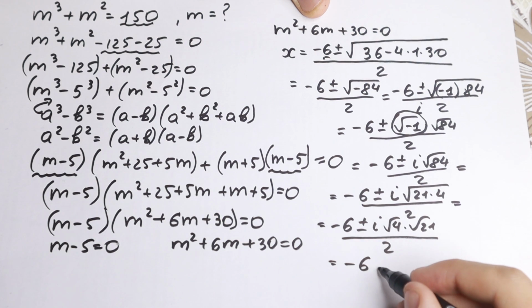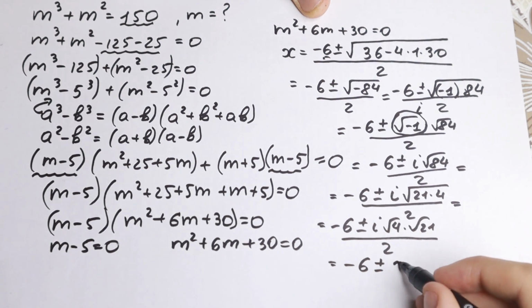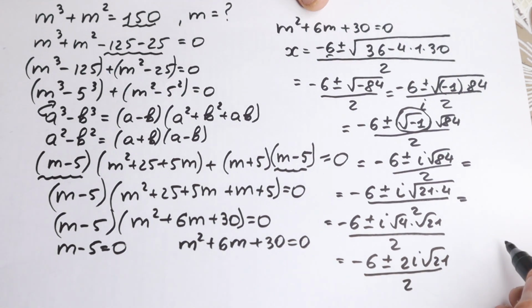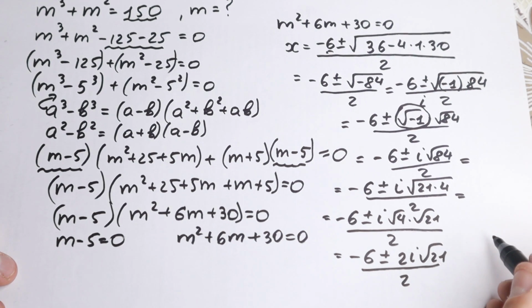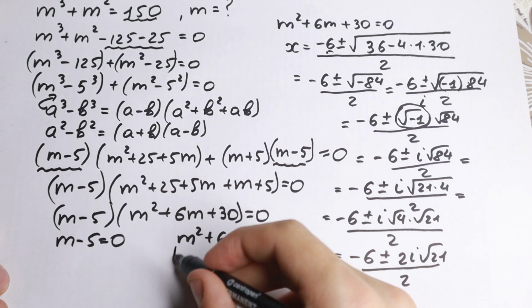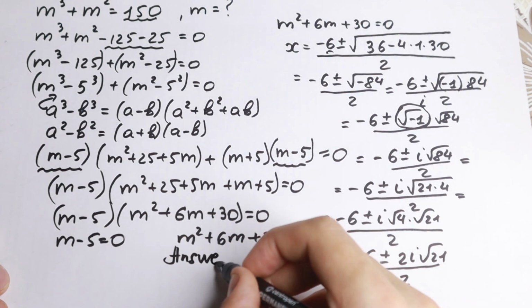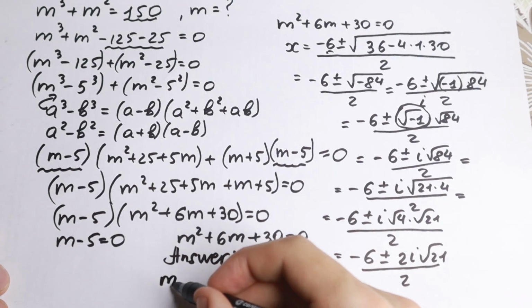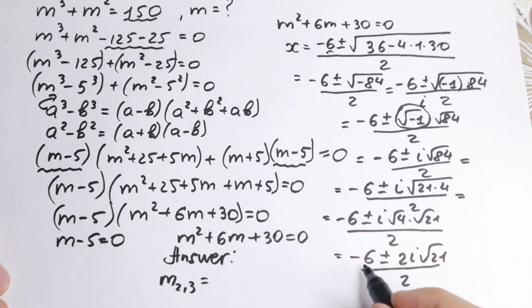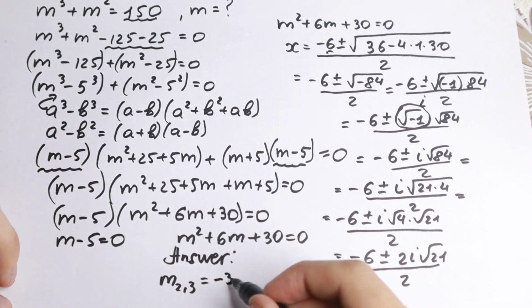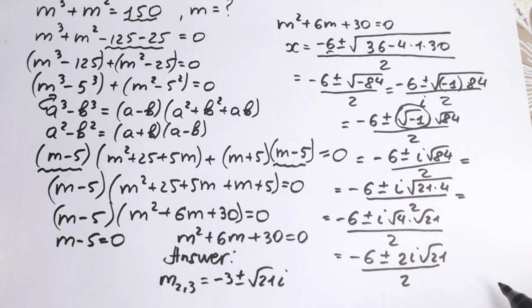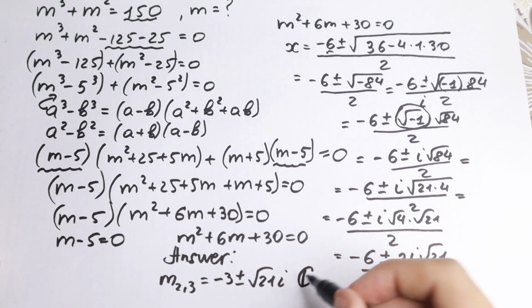Minus 6 plus minus 2i square root of 21 over 2. And we can simplify this one more step because we can divide all of this by our denominator. So as a result, I write right here real quick our answer because I don't have enough space. So our answer, I write this not as x, like right here, but as our m. So m second and third will be equal to minus 3 plus minus i square root of 21. This is about our complex roots. This is our complex roots right here.